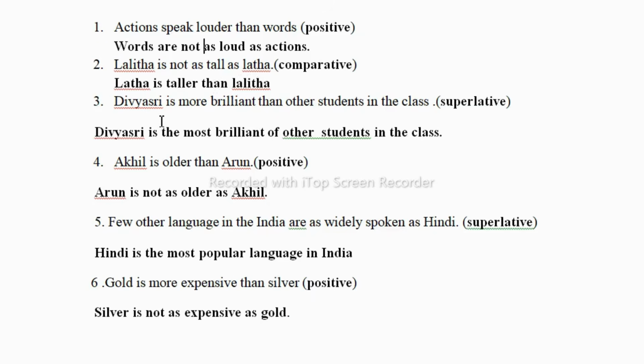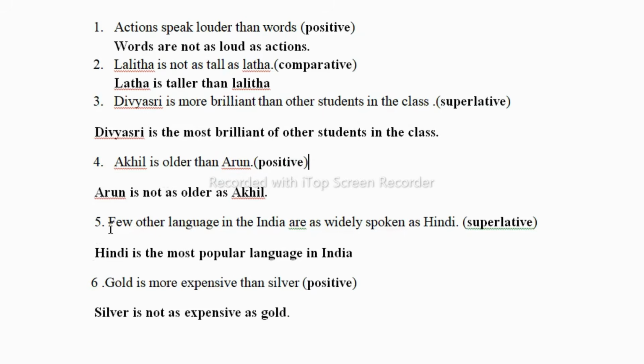Next one: Divyasri is more brilliant than other students in the class. This is a comparative degree. Change it to superlative: Divyasri is the most brilliant of all students in the class. Now the next one is: Akhil is older than Arun. So this sentence is in comparative, change it to positive. So here: Arun is not as old as Akhil. The same way we did it for words and actions, we have to do it here.